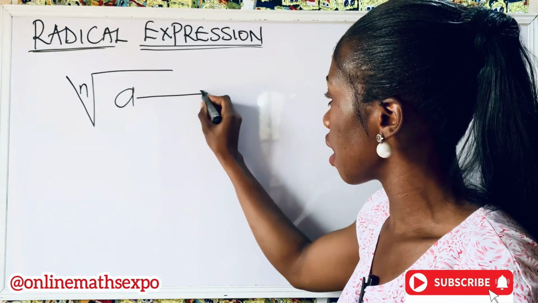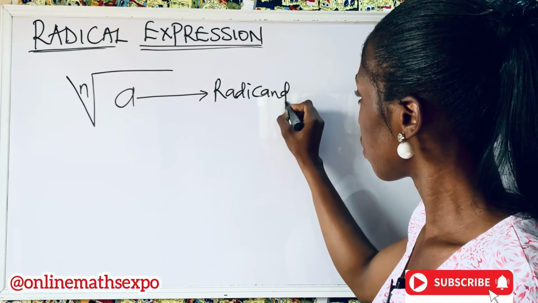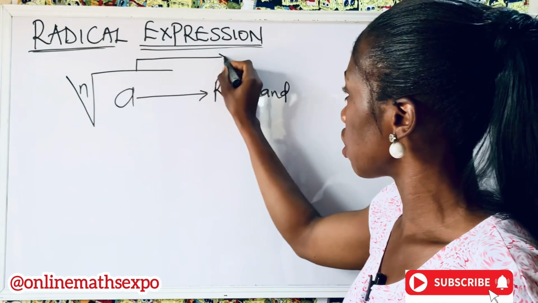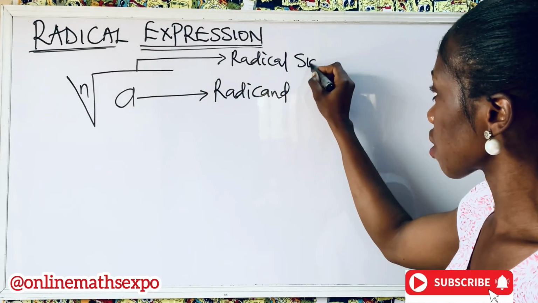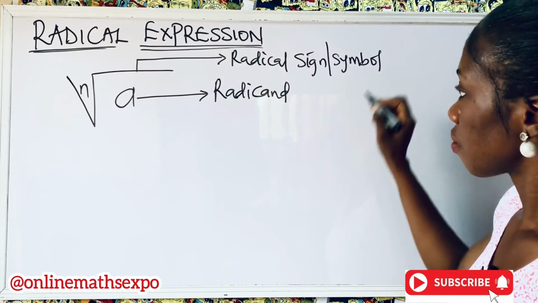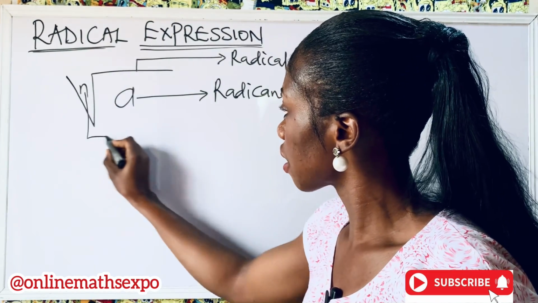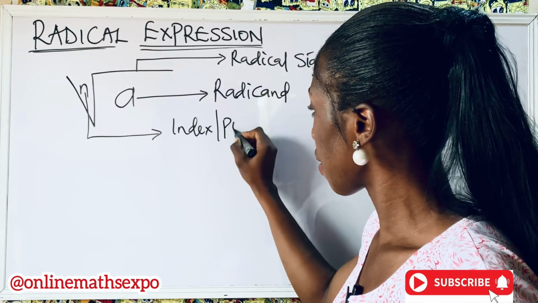And we call this the radicand. This symbol here is what we call the radical symbol or sign. The n here is what we call the index or the power.